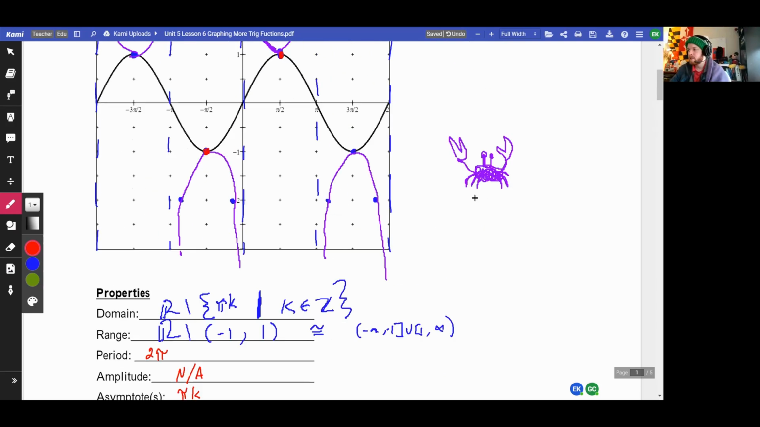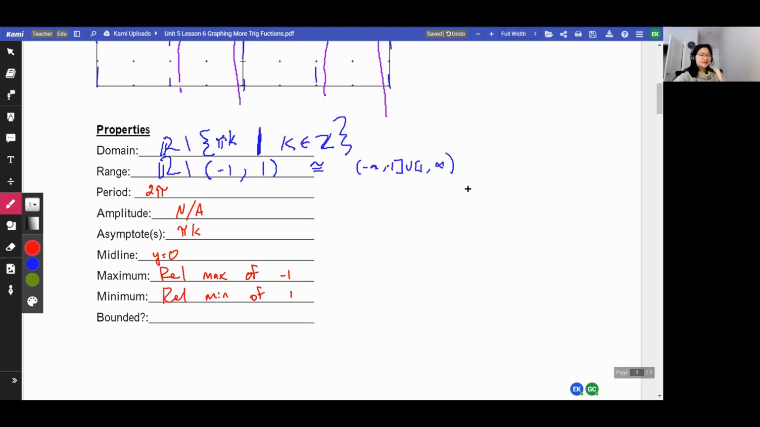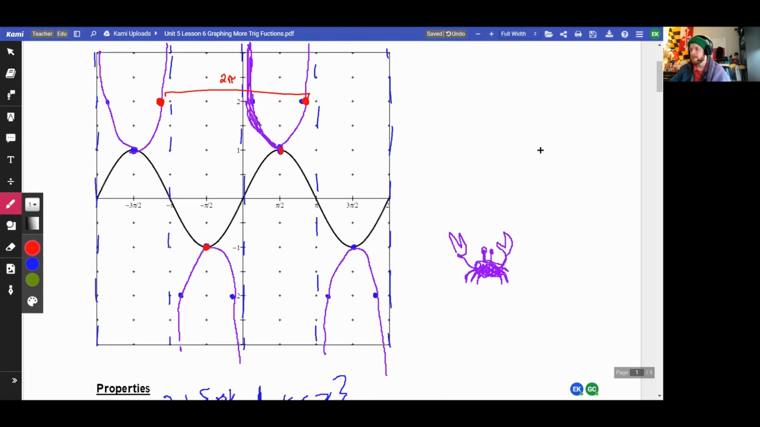And then are we bounded? Not really, right? There we go. There's the cosecant graph, everyone. Take a little mental picture of it. I think the key is, think about where sine is 0. That's where your asymptotes are. And then you just need to put your cup and your cap in the right spot.